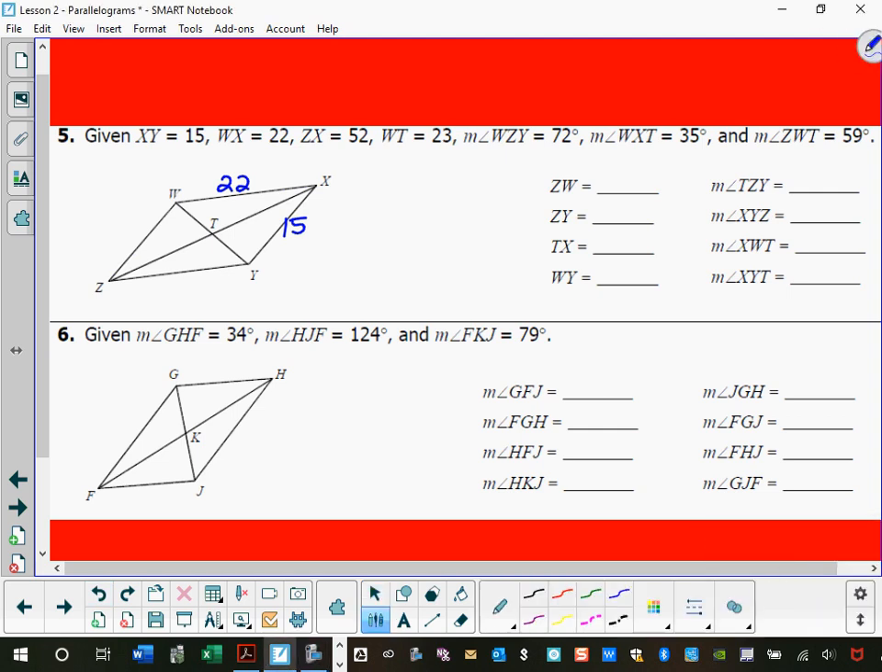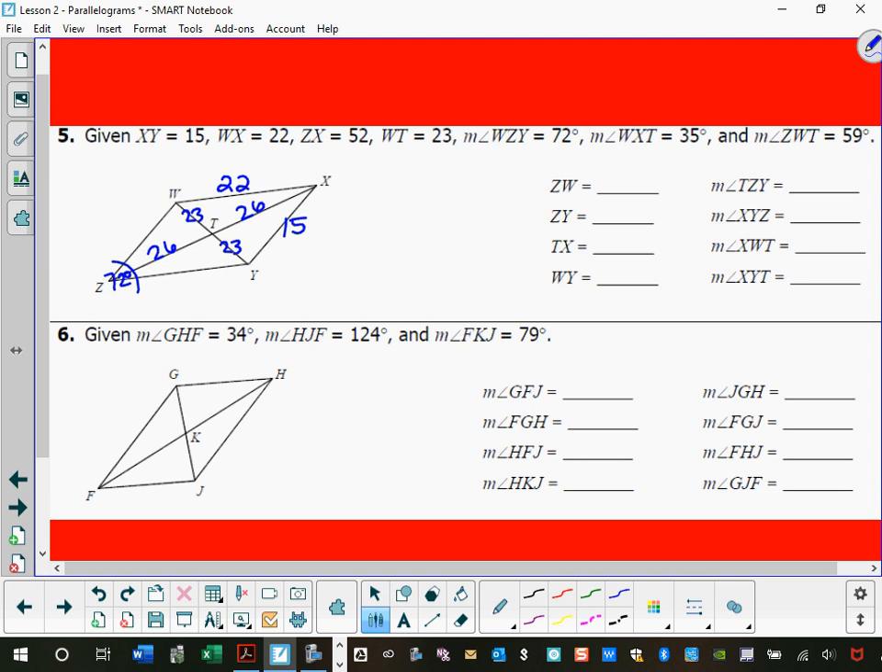All right. So Ashley told us that each piece is going to be 26. All right, WT is 23. So if that's 23, this is also going to be 23. Make sure when you guys are writing this in, you're writing it on the line. You don't want to take up angle space. And then WZY is 72 degrees. So this entire angle is 72 degrees.